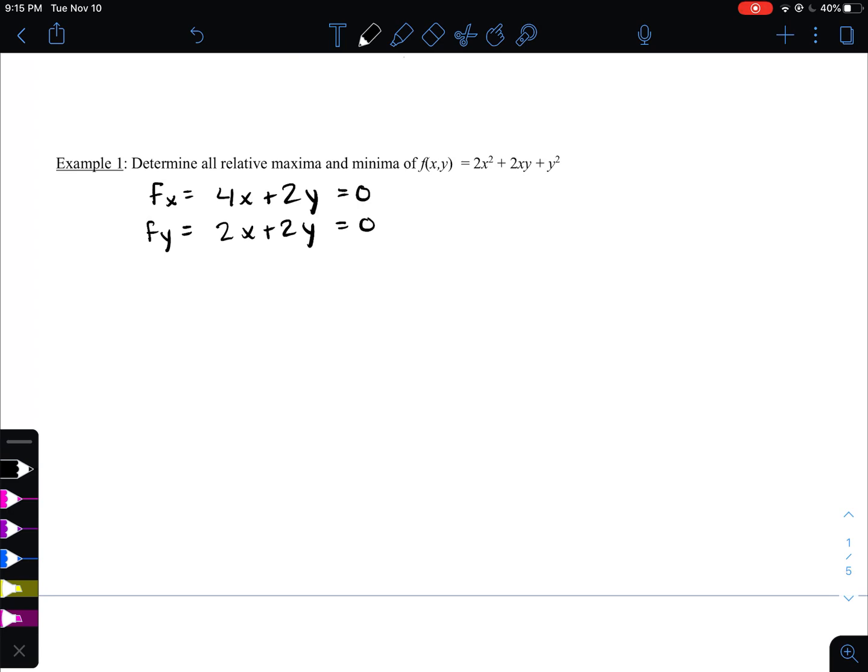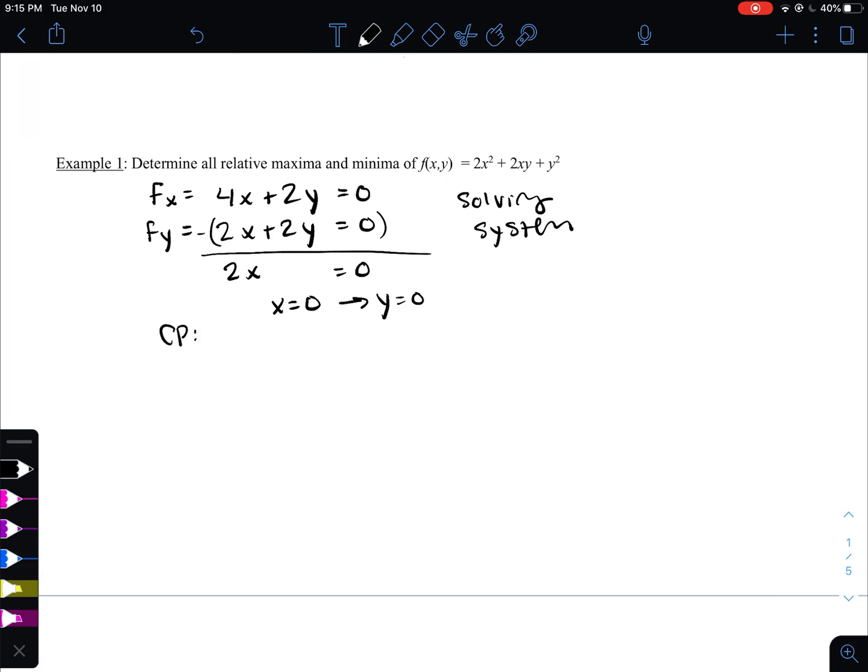So this creates a little system of equations for us to solve, and maybe I'll subtract the second equation from the first. I'm getting 2x equals 0. So that means x equals 0. If I plug that back into either of my first 2 equations, that also implies that y equals 0. So our critical point is the point (0, 0).